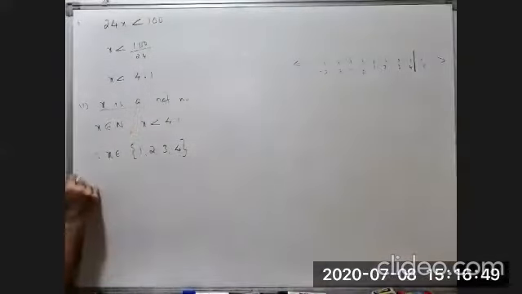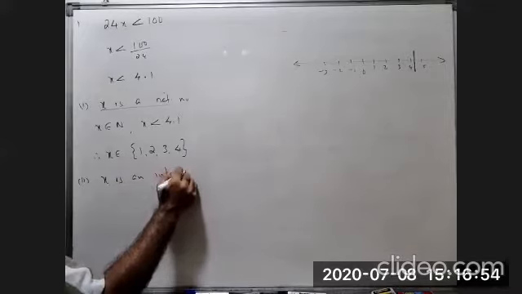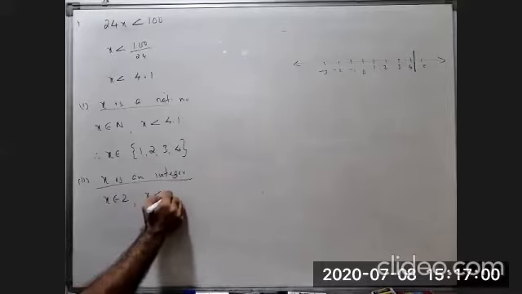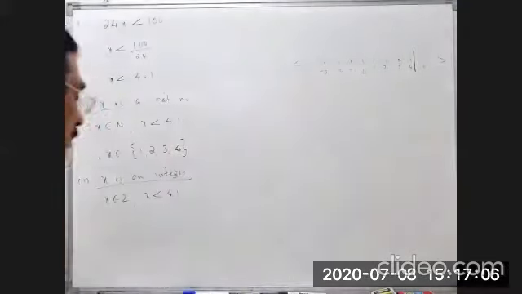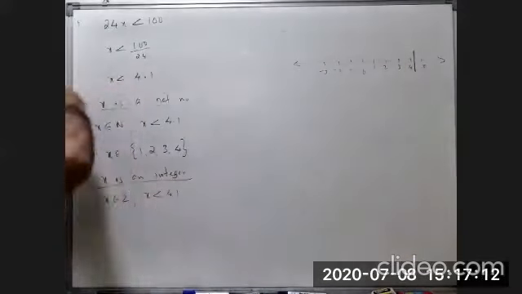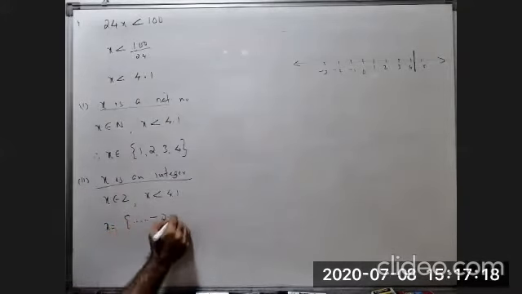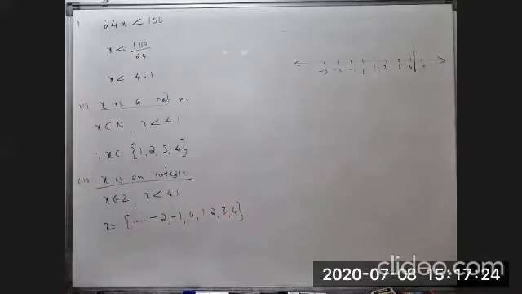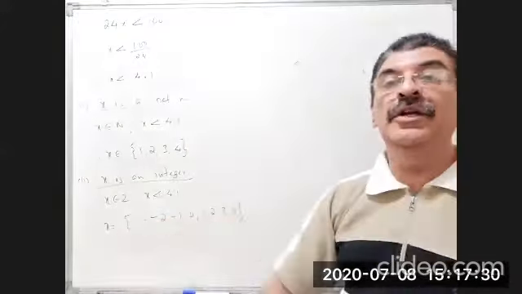Now, second case, if x is an integer, that means x belongs to Z and x is less than 4.1. Again, 4.1. Less than 4.1: 4, 3, 2, 1, 0, minus 1, minus 2, minus 3, it goes to infinity. So we can write x belongs to dot dot dot, minus 2, minus 1, 0, 1, 2, 3, 4. It is coming from infinity.